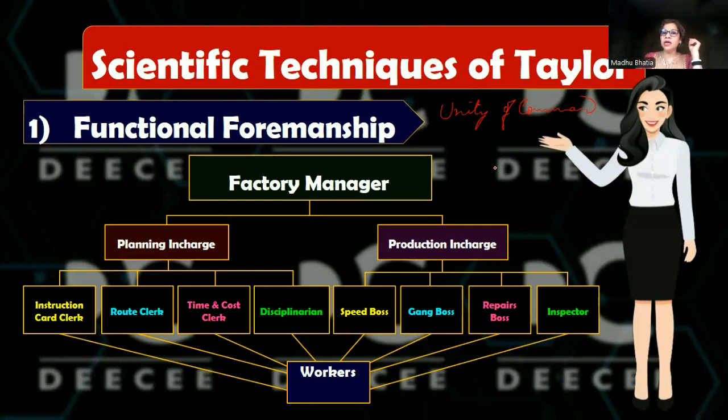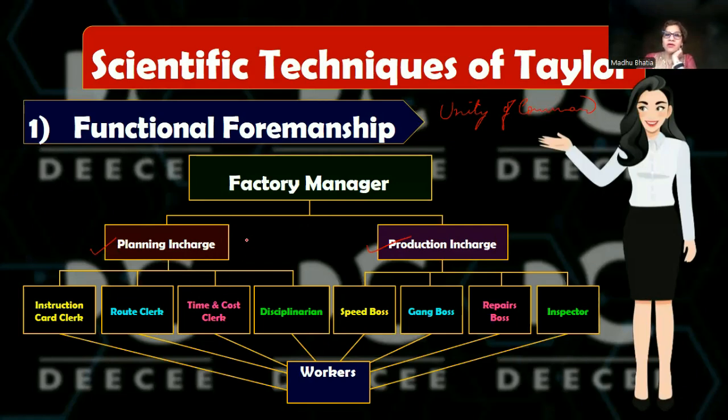So he advocated that the work at the factory floor should be divided into 2 departments. One, the planning department, and the other one, the production department. Reason, planning के लिए जो abilities चाहिए वो बिल्कुल अलग है और production के लिए जो चाहिए वो बिल्कुल अलग है. So he said that under the factory manager, that is on the shop floor where the work takes place, there should be 2 basic departments, planning and production. There should be one planning in charge and the other one, the production in charge. Now, under the planning in charge, there will be 4 foremen.